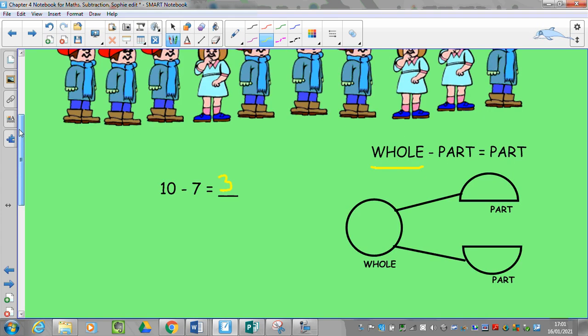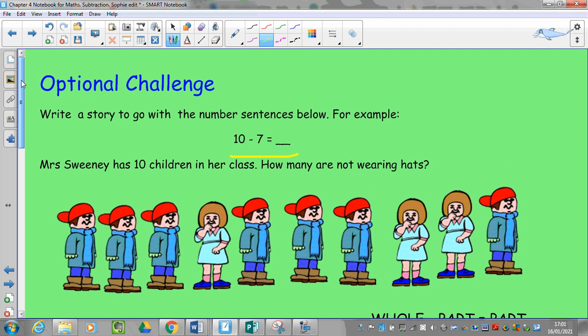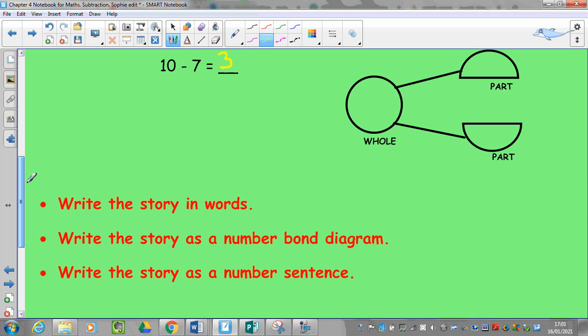If you don't have time to do these, or if we're feeling a little bit subtraction fatigued, then please do not worry. This is only an optional challenge to extend your children if you want to.